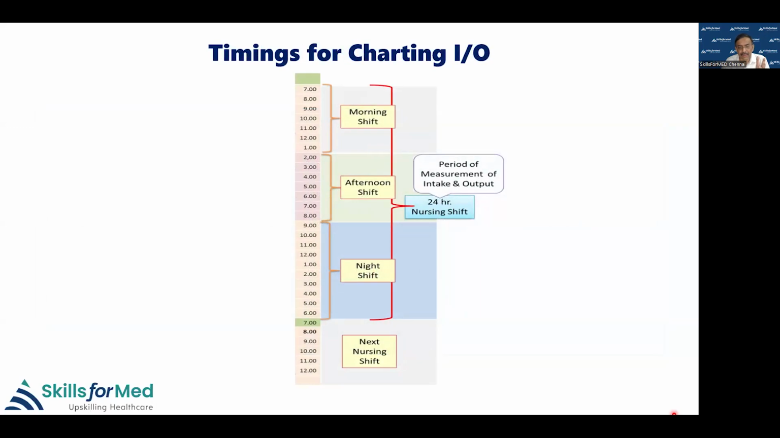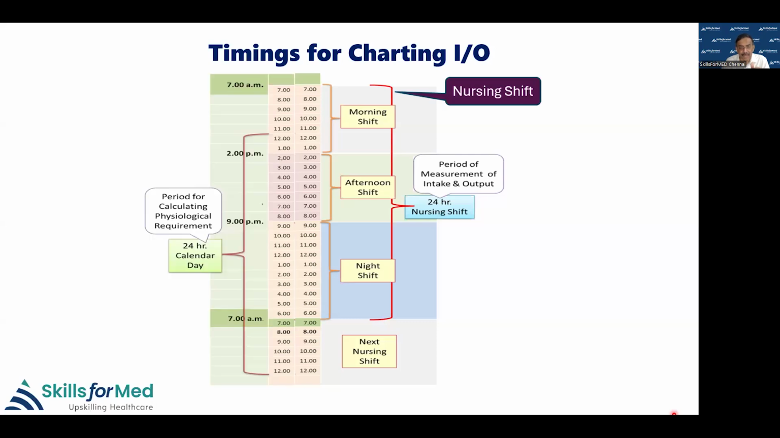So this is a pictorial representation. The nursing shift starts at 7, and it may be 2 or 3 shifts, and the period of measurement is over 24 hours. Whereas the doctor may come anywhere between 9 a.m. to 11 a.m., and he will see the previous 7 a.m. to 7 a.m. input-output chart and then calculate it. This is for normal patients. I'm not talking about sick patients, right? Most post-op patients who are stable patients in the ward, this is what happens.